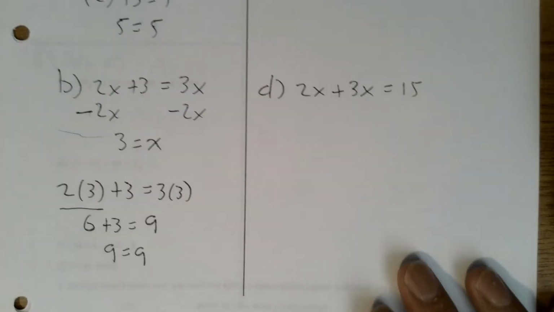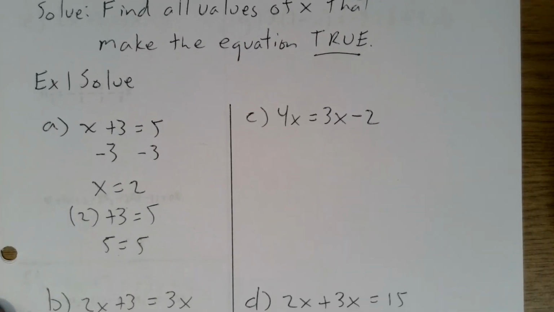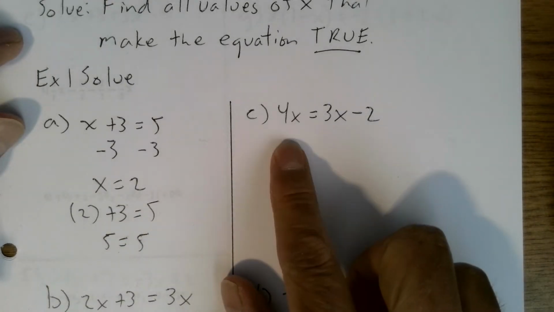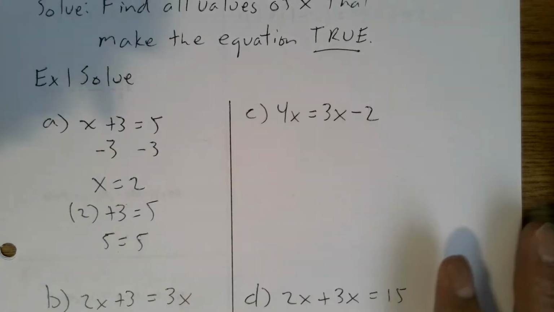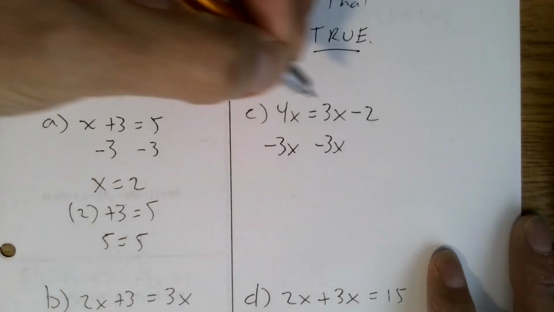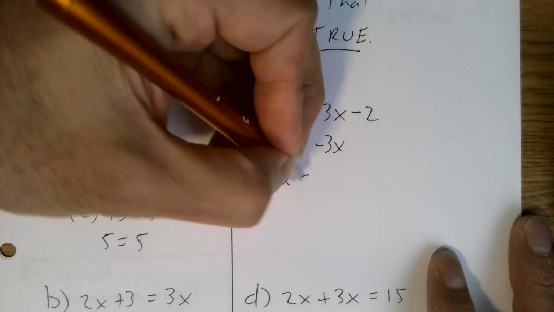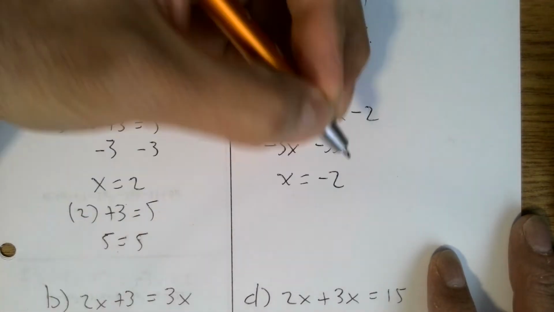Okay, let's have a look at C here. Very similar to B. In this case, if I take away 3x from both sides, I'll be left with 1x over here and no x's over there. So let's do that. Take away 3x, take away 3x. 4x minus 3x is x. And 3x minus 3x is 0. So we get x equals negative 2.